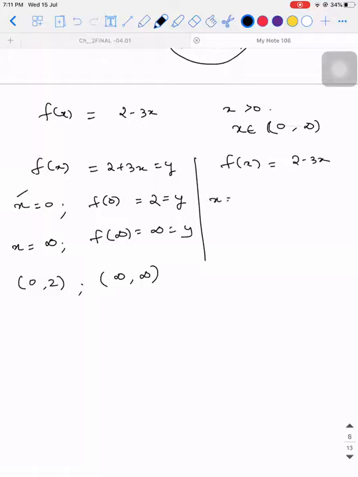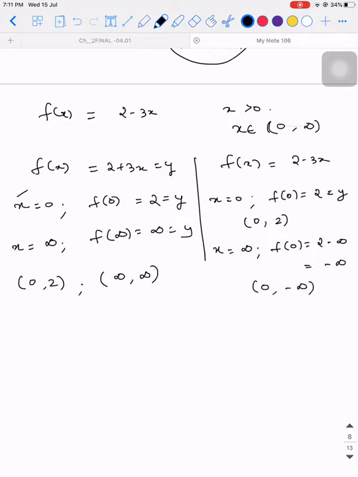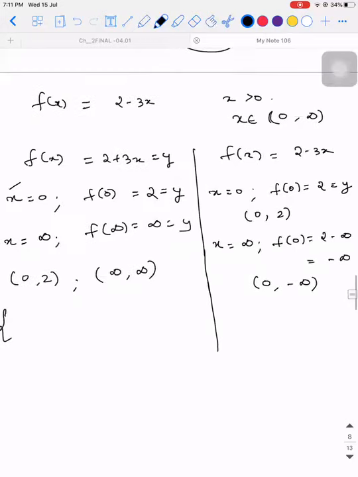Similarly, for the second case, if x is equal to 0, what is f of 0? 2. So this is the value of y. So what will be the ordered pair? 0, 2. So if x is equal to infinity, f of x will be 2 minus infinity, it will be minus infinity. What is the ordered pair? 0, minus infinity. So if I write this as a set of ordered pairs, it will be 0, 2 and infinity, infinity.